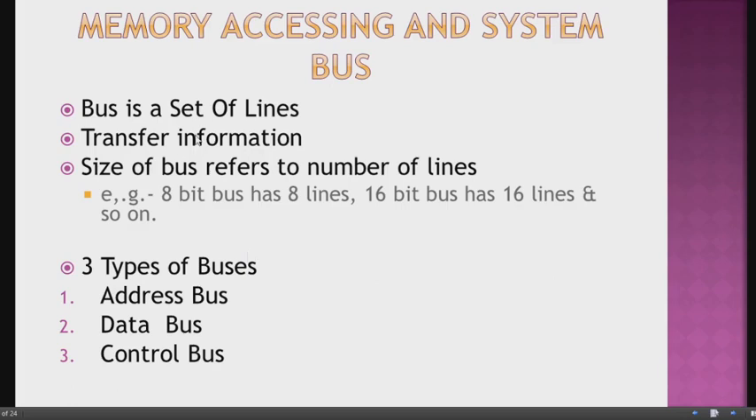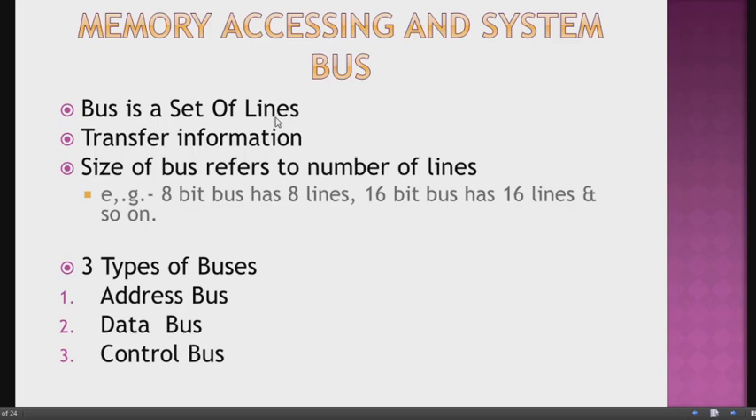So a bus is a set of lines. They are used to transfer information, and we know that the information is in binary form. The binary information is transferred with the help of the system bus, and this bus is nothing but a set of lines. If a line is connected to VCC, it will carry logic 1, and if the line is connected to ground, it will carry logic 0. So one line can transfer one bit of data.